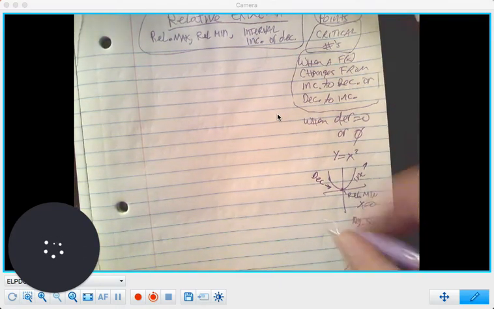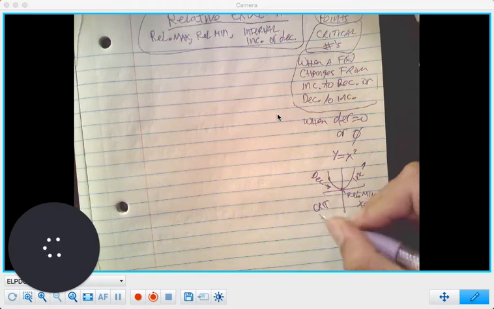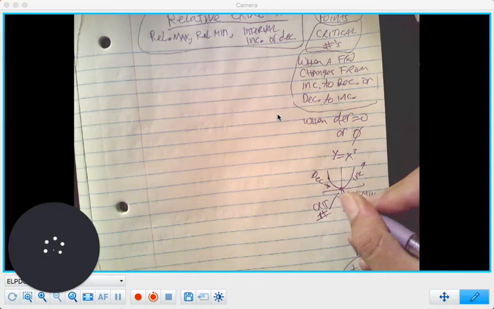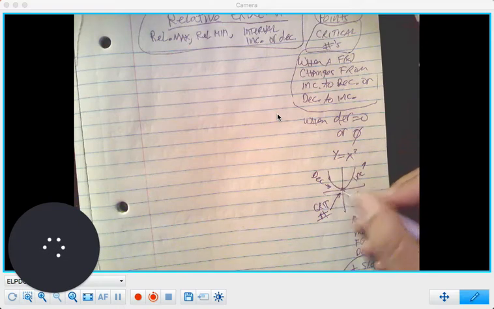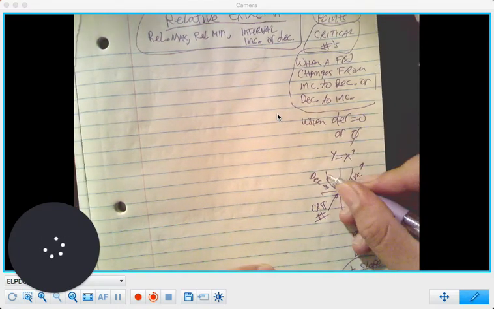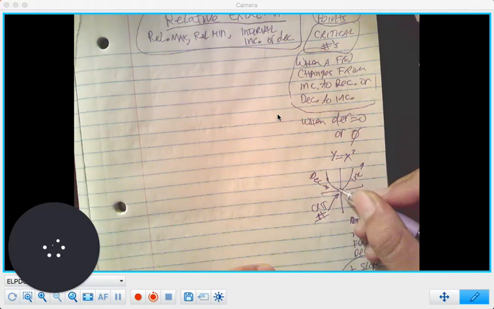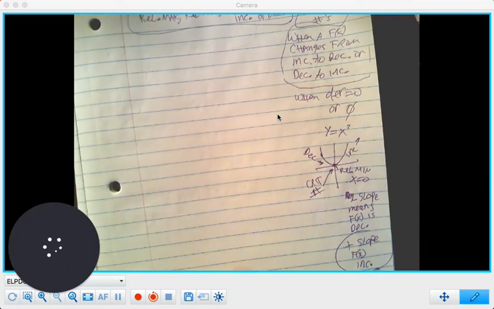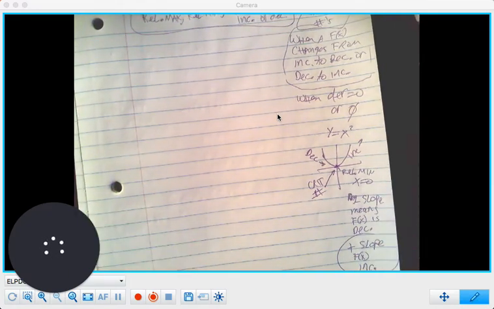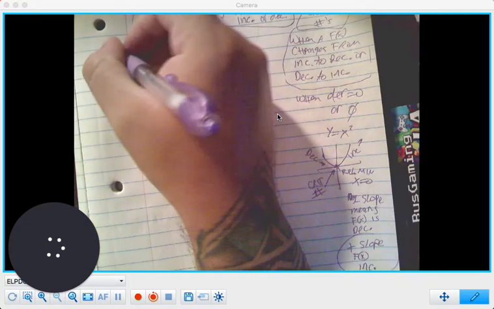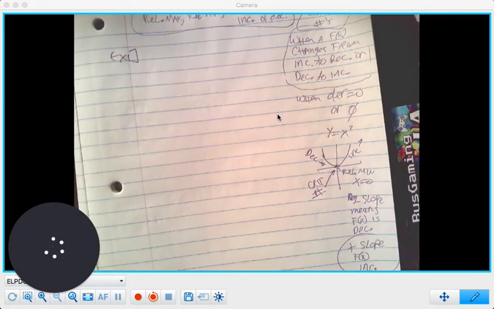This is called a critical point, or a critical number, better, right here, because it changes. A critical point means you were going down and all of a sudden you stop going down and start going up. That's a critical number, plain and simple. I think the best way for me to teach this is with an example. So let's do example 1.